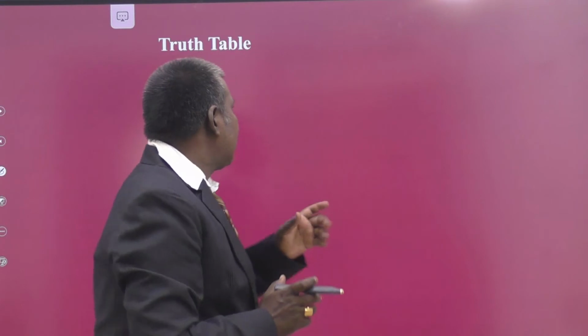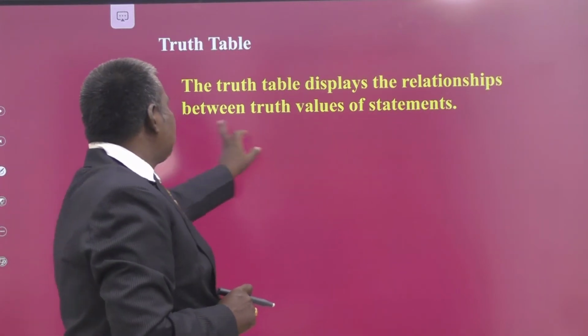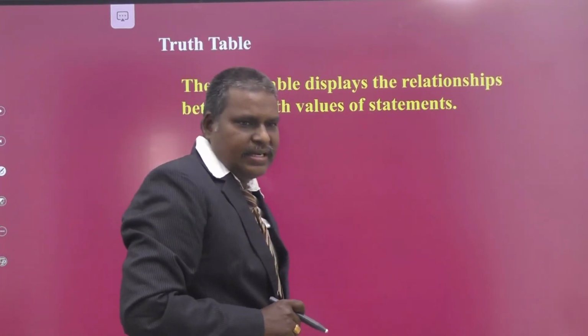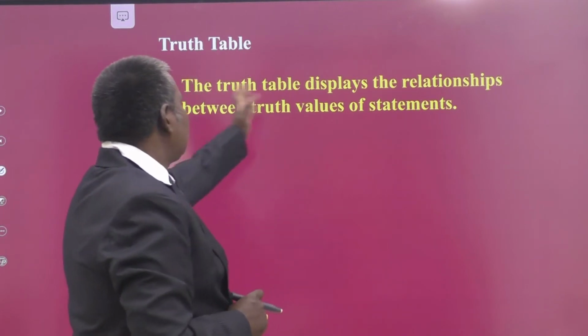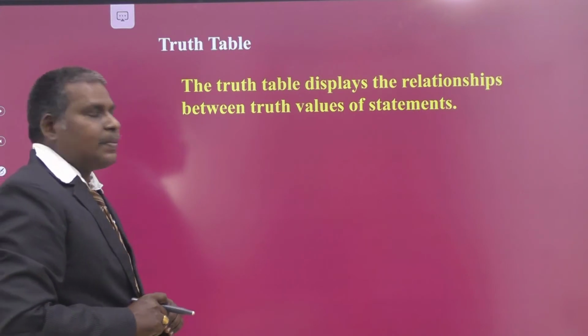Truth table. What is a truth table? Suppose you have a mathematically acceptable statement. It has possibilities, true or false. The truth values of the statement that we put in a table is called a truth table. The truth table displays the relationship between the truth values of the statements.